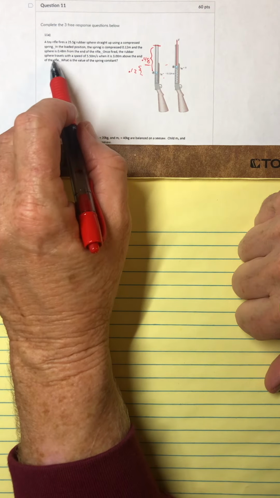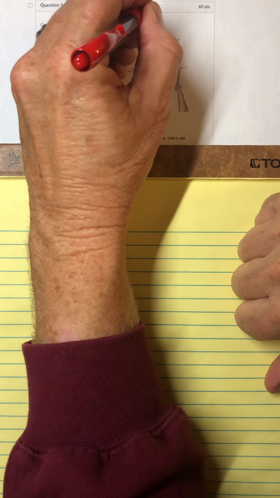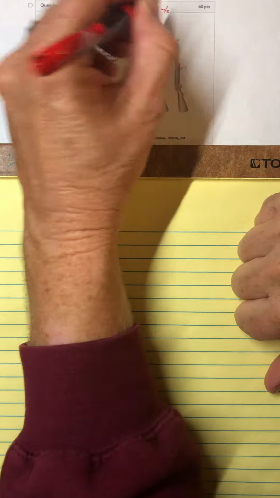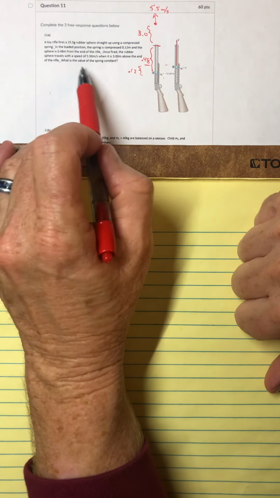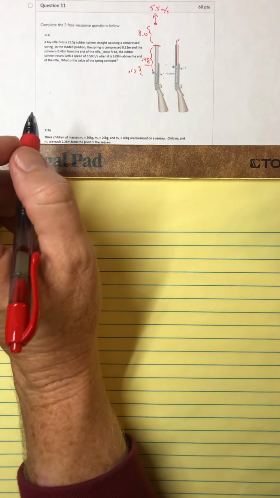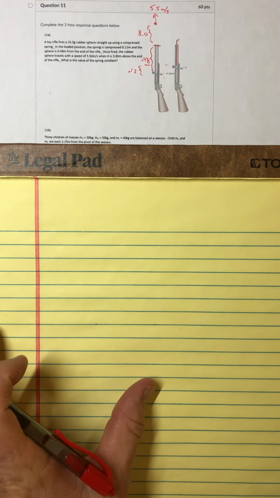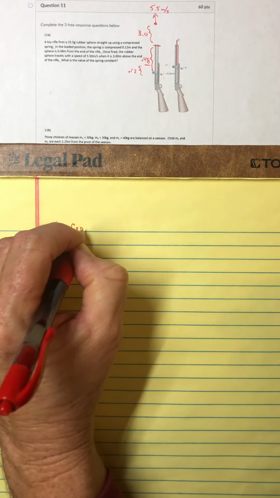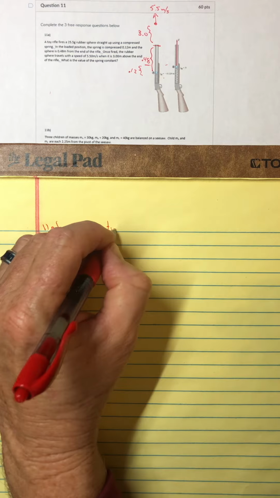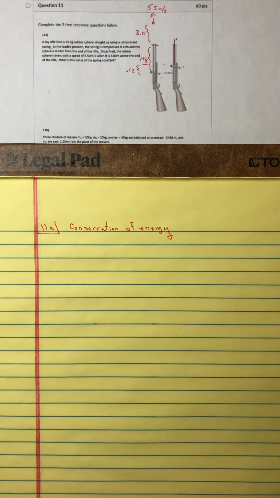Once fired, the rubber sphere travels with a speed, and so somewhere up here it has a speed of 5.5 meters per second when it is 3 meters above the end of the rifle. What is the value of the spring constant? So if you remember these problems, they are great ones, and they use conservation of energy. And so that's probably the biggest part of 11A is to recognize that we're going to use this principle, very powerful principle, conservation of energy.